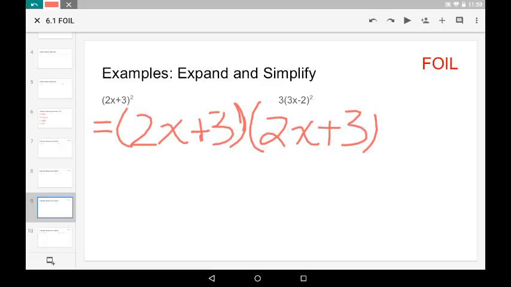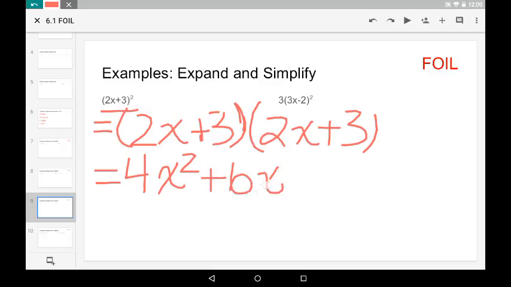So there's two ways that you can solve. First, you can write it out like this, and then expand and simplify just as we've been doing. So 2x times 2x will give you 4x squared. 2x times 3 will be positive 6x. 3 times 2x will be another positive 6x. And 3 times 3 is positive 9.